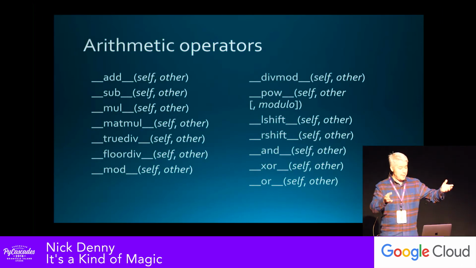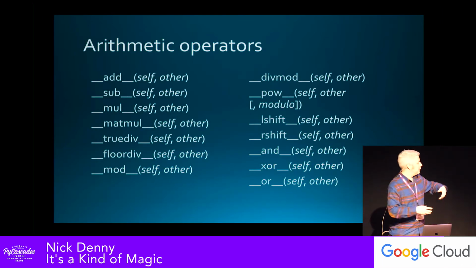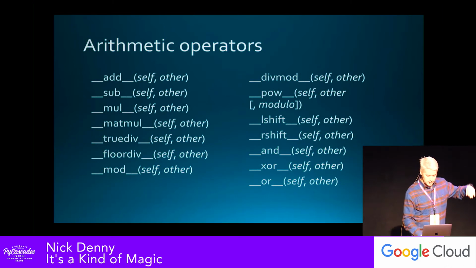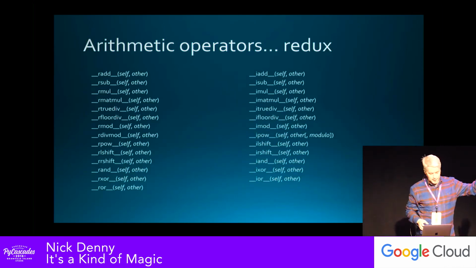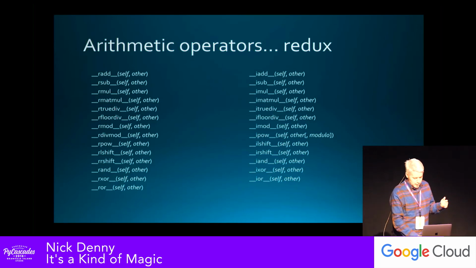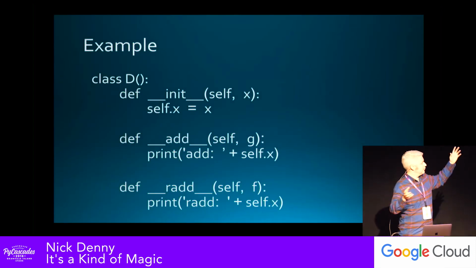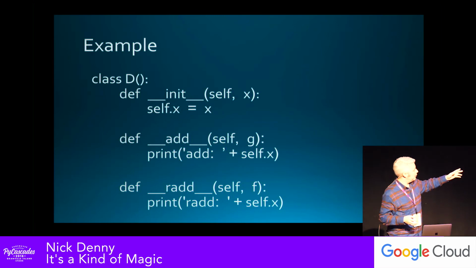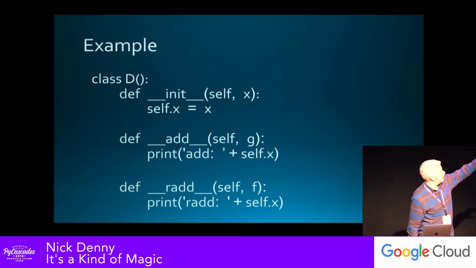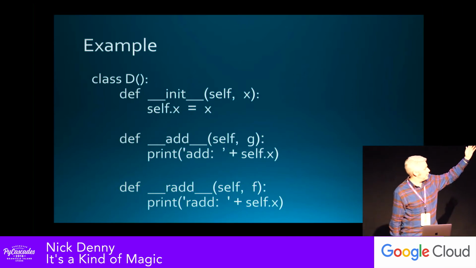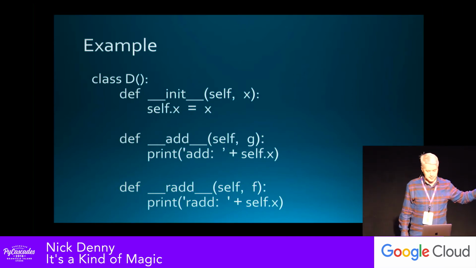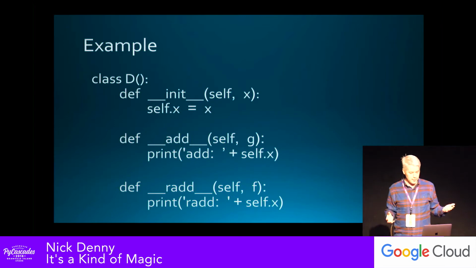And there's arithmetic operators, so these, even more of them, and actually even loads, because there's the R version and the I version of all those as well. So let's just have a quick look at some example code. Pretty sure that works. So you have a class, it has a value, and then let's have the add and the R add, and just do a print statement to see what happens.